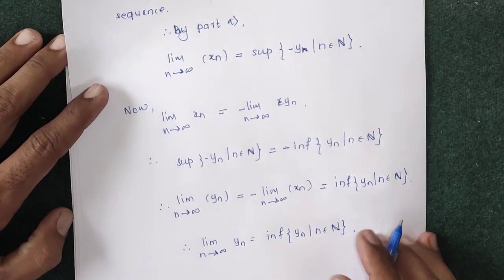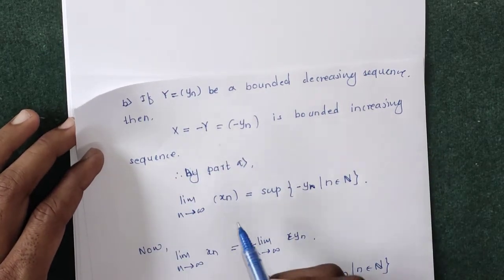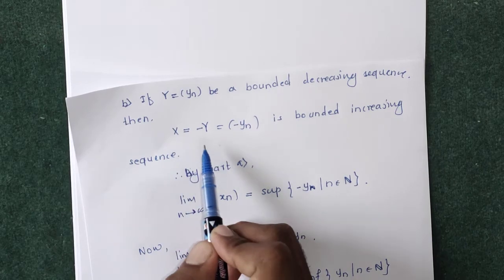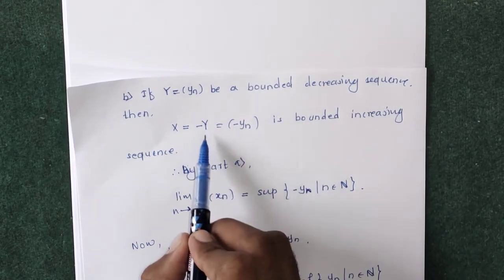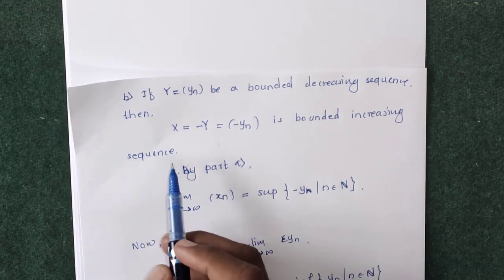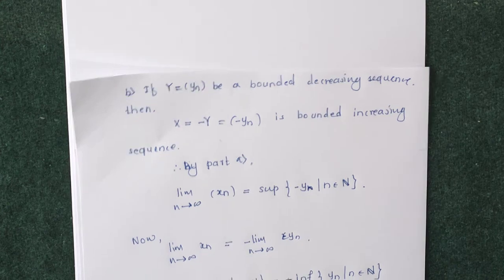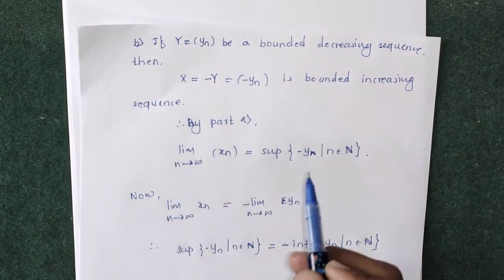In this second part, we have to prove that if the sequence yn is bounded decreasing, then that sequence converges to its infimum. So we have taken x equals minus yn. As the sequence yn is bounded decreasing, minus of that sequence is a bounded increasing sequence, and for a bounded increasing sequence we have seen in the first part of this proof that the bounded increasing sequence converges to its supremum.